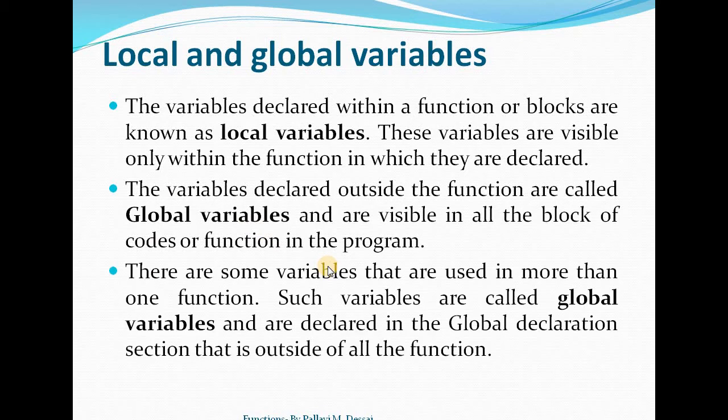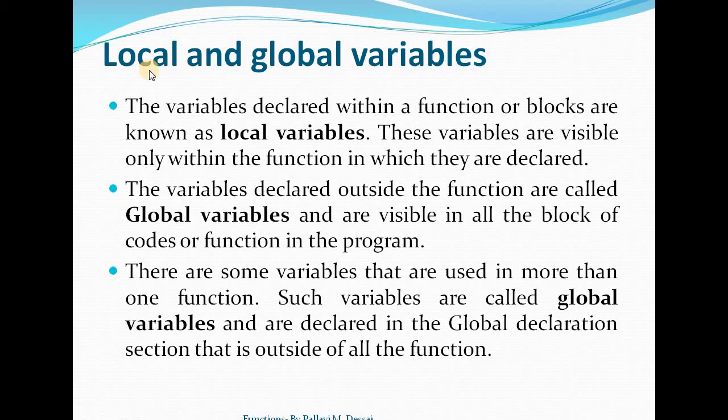The functions created in the program, including the main function of the program, declare variables to store temporary values. If any attempt is made to access the variable outside the function, a compilation error occurs. There are some variables that are used in more than one function. Such variables are called global variables and are declared in the global declaration section, that is outside of all the functions. So this is the difference between local variables and global variables.